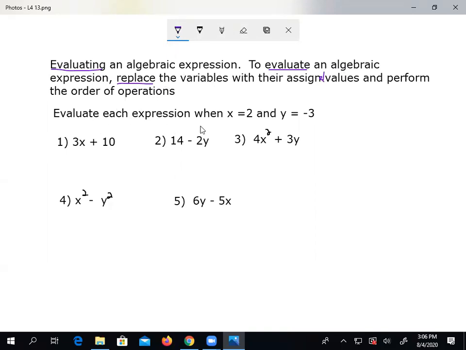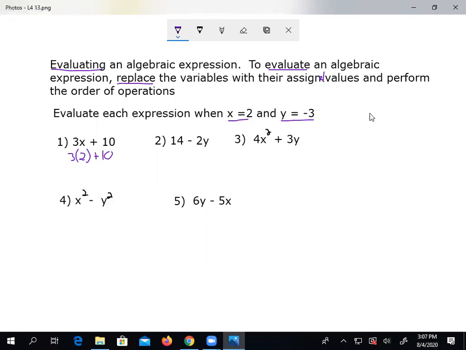So to evaluate the expression, notice that x equals 2 and y equals -3. Those are the assigned values. So wherever there's an x, I got to replace it with a 2, and wherever there's a y, I got to replace it with a -3. Well, if I look at the first expression, it does not have a y in it, it only has an x in it. But remember, 3 times x is a multiplication. And I'm going to use parentheses for multiplication when I do this. So I have 3, parentheses for the multiplication symbol, 2, and then I have plus the 10. So I replace x with the assigned value. Now I perform the order of operations.